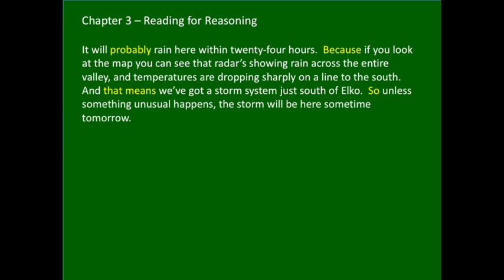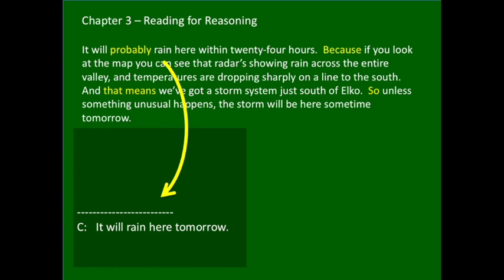Probably, because, that means, and so. Now, we can go about schematizing this argument in different ways. I'm going to start by identifying what parts of this passage are conclusions. So notice the first sentence, it will probably rain here within 24 hours. Probably is an indirectness flag, and that indicates that that is a conclusion. Notice when I write out the conclusion, I eliminate the structure flag. The conclusion is it will rain here tomorrow.